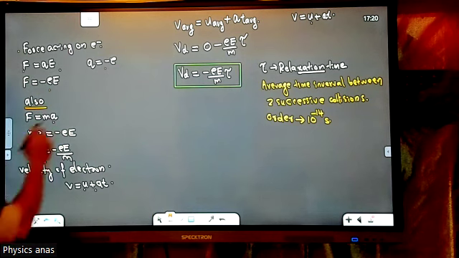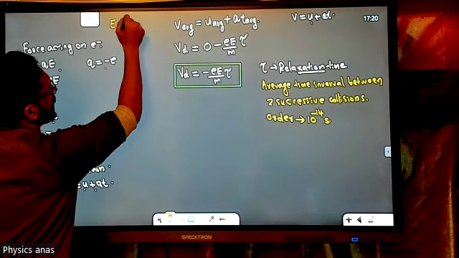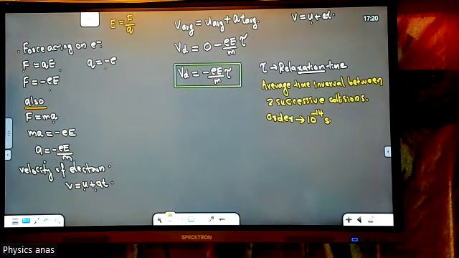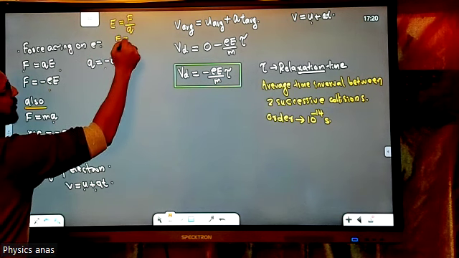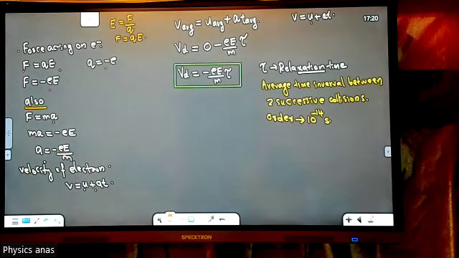Where do you get this equation? From the equation of electric field. What is electric field? That's force acting on charge. So from E equals F by Q, you can write F equals QE. This is the equation for electric force, electrostatic force. Yeah, Q is equal to minus e.